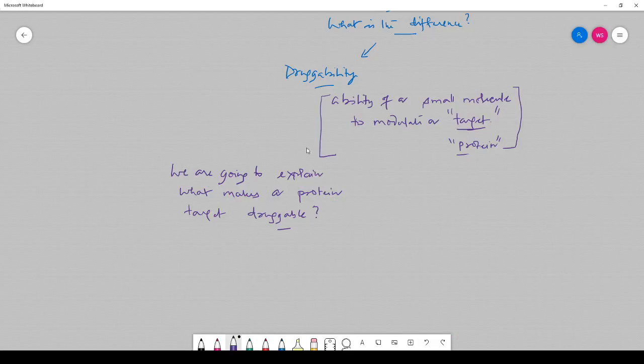Okay, so now what did we learn? What makes a protein target druggable is that the protein should have folds, and those folds make the protein druggable. Those are the structural requirements of a receptor.